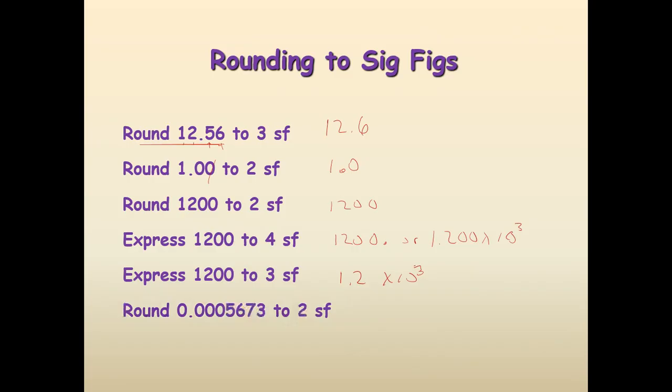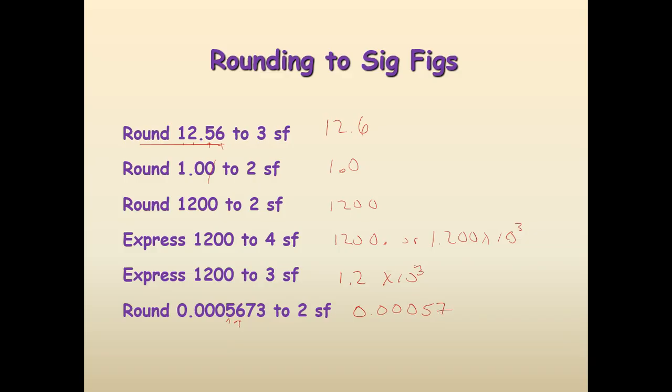What is this? 0.00567, and I want to do it to 2 sig figs. So again, the logic is start at the first significant digit. That's this one. 1, 2. Look to the right, 5 or above, give it a shove. So I get 0.00057.